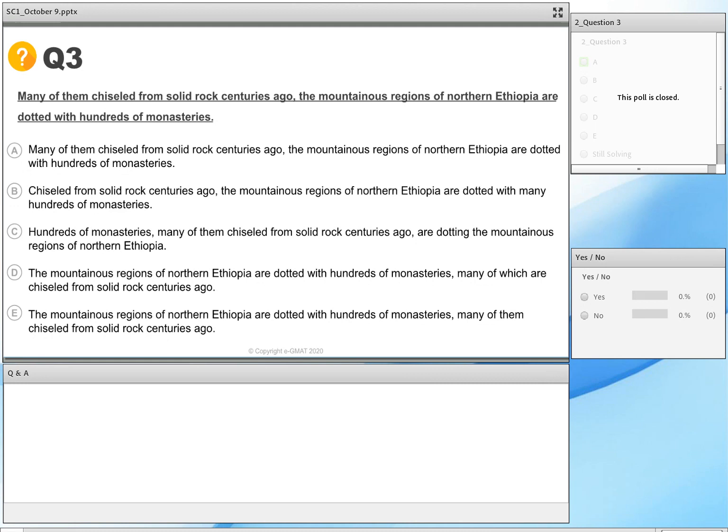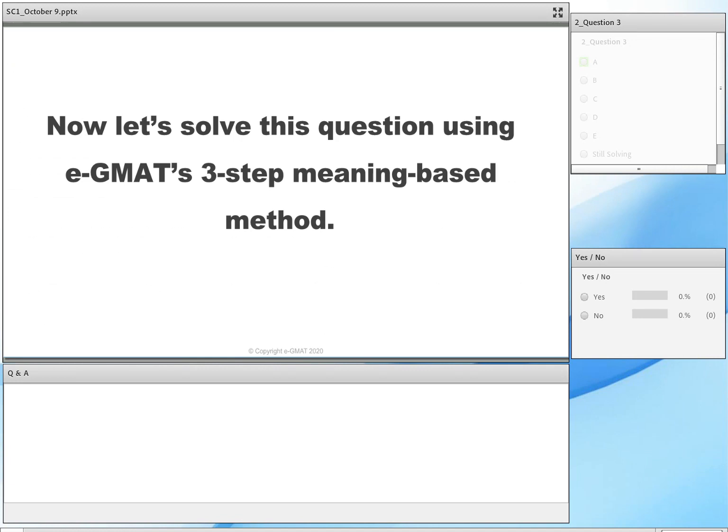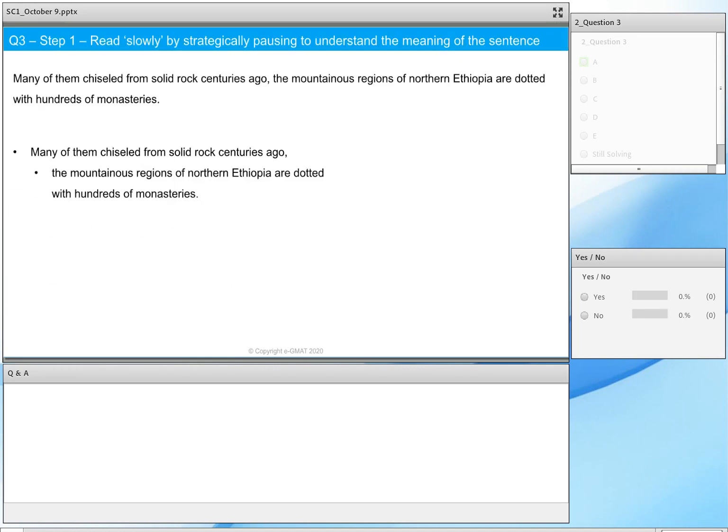All right. So, as I said, it's a very interesting question, and we will see how we go about solving it, of course, with the meaning-based method. Again, same drill. I have divided my sentence into two parts. The first part of the sentence says, many of them chiseled from solid rock centuries ago. Okay, we all understand chisel is a tool, right? Chisel and hammer, basically, sculptors use it to make sculptures and things like that. So that's the kind of idea that I'm getting with many of them chiseled from solid rock centuries ago. So something has been chiseled from solid rock hundreds of years ago.